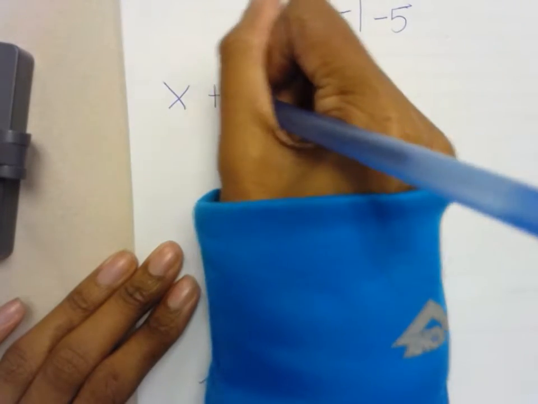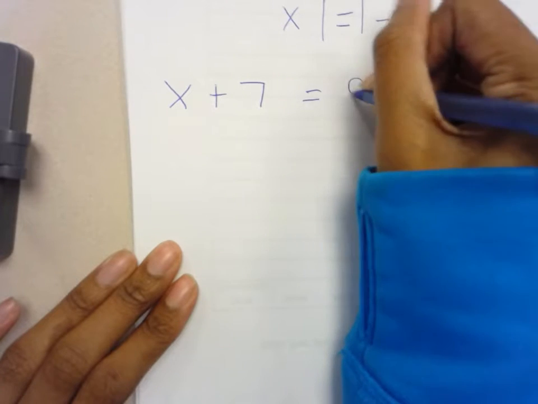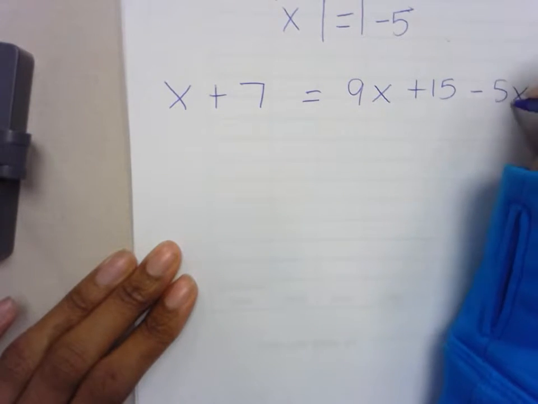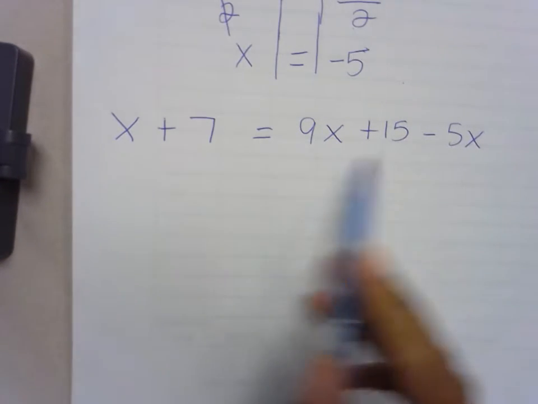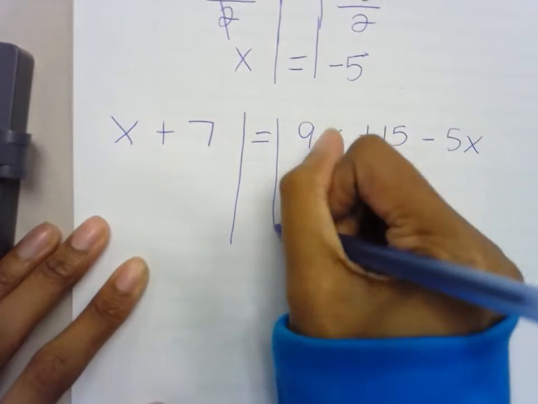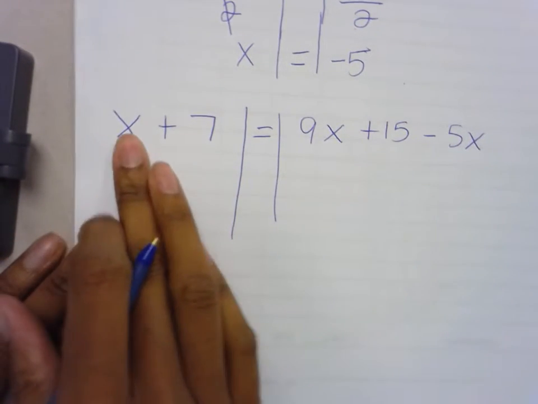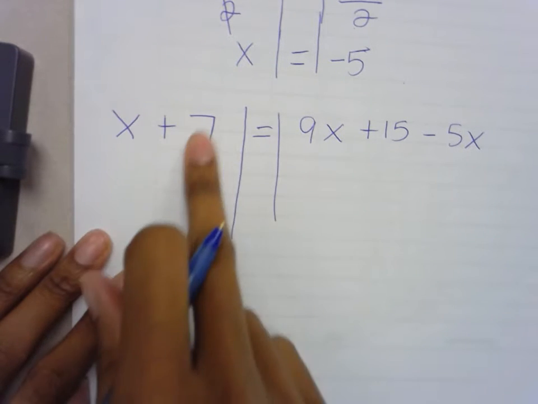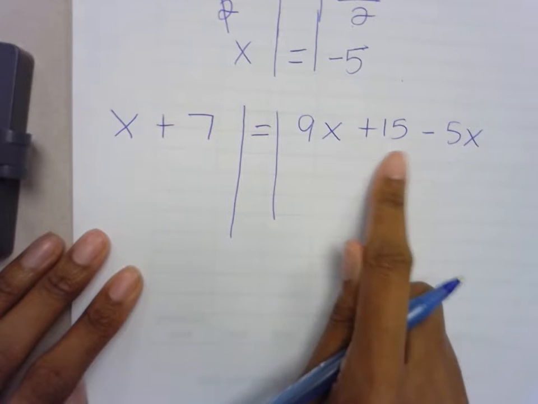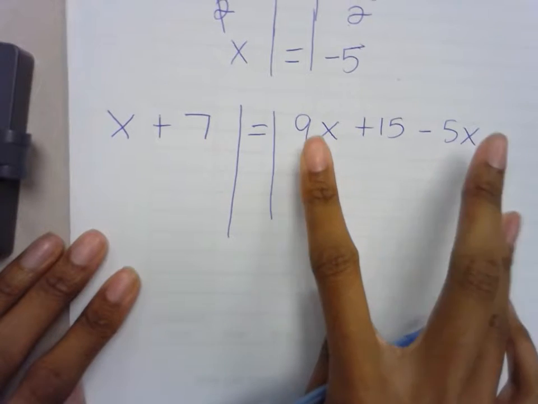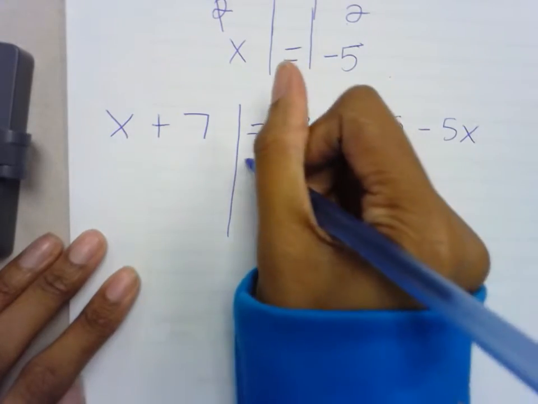All right, here's the last example. We have x plus 7 equals 9x plus 15 minus 5x. Before I do anything, I always want to make sure all my like terms are combined, like it's all simplified. So here I have x plus 7. I can't combine anything here. I just have one type of x and one type of number here. Over here I have 9x plus 15 minus 5x. Notice we have two different x terms here, so I'm going to combine them.